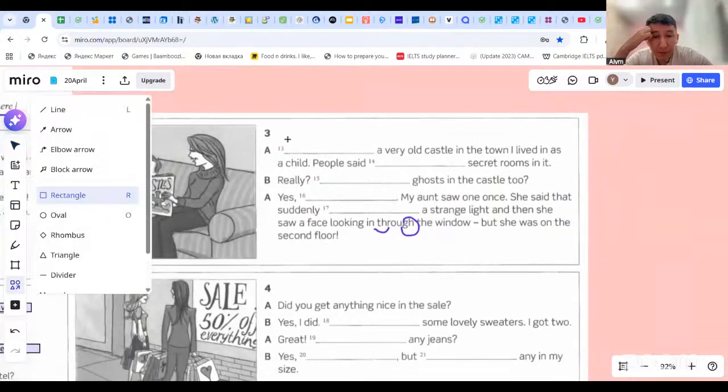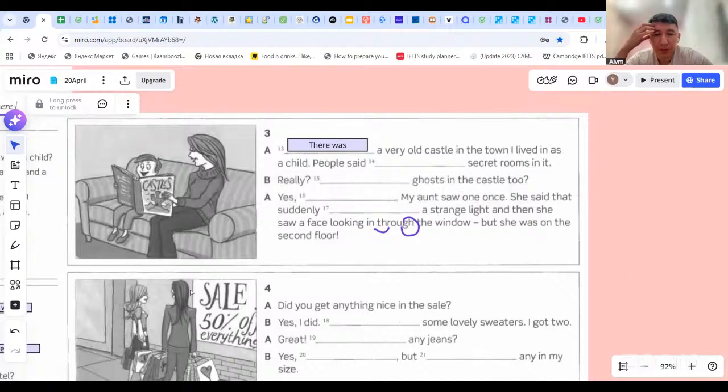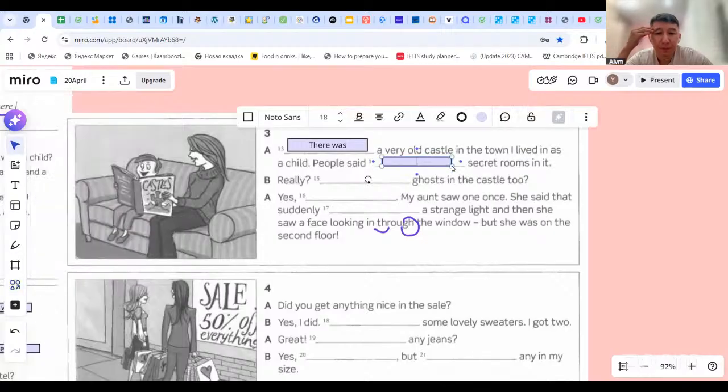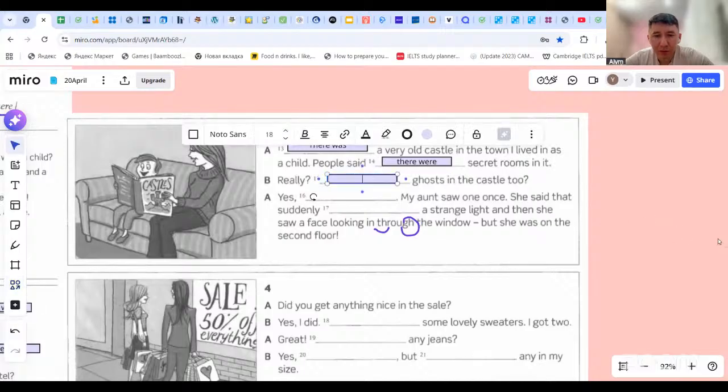Number 3. There was a very old castle in the town I lived in as a child. People said there were secret rooms in it. Yes, good. Really? Were the ghosts in the castle too? Be accurate. Ghosts, plural, right? Then, were there? Yes, were there. Good.